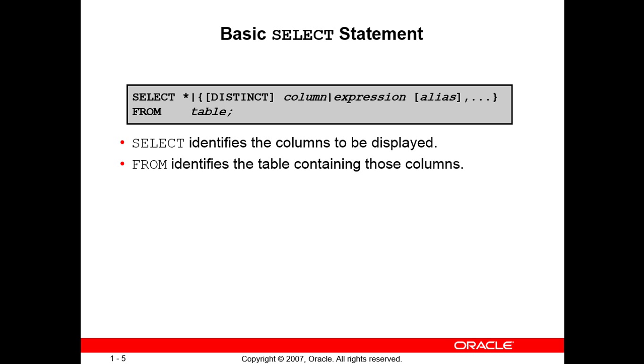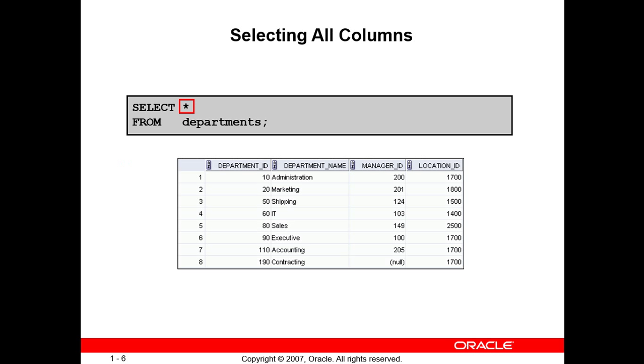SELECT identifies the columns to be displayed. FROM identifies the table containing those columns. Selecting all columns. SELECT star FROM departments. Let us try this example on SQL Developer.